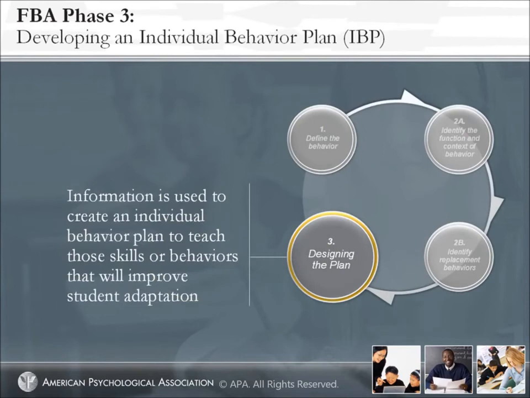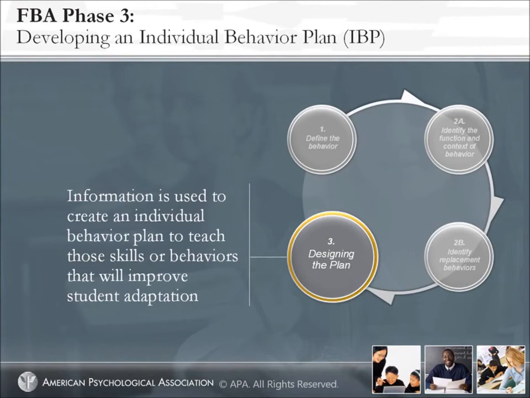FBA Phase 3, Developing an Individual Behavior Plan, IBP. Once we have developed hypotheses about the behavior and a replacement behavior, that information is used to create an individual behavior plan to teach the skills and behaviors that will improve student adaptation. If the behavior plan includes a description of consequences for various behaviors, for example, the first occurrence will result in a check mark, the second, loss of 5 minutes of recess, the third, a trip to the office, that sequence should be clearly spelled out in the behavior plan.